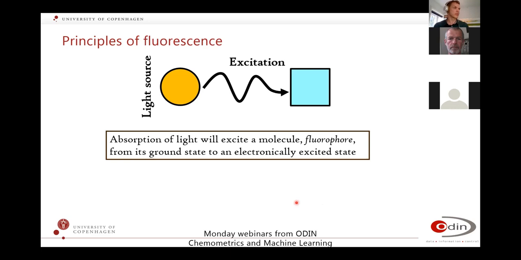So if you go a bit back here, absorption will happen for many different molecules, but only the fluorophores are the ones that we will be able to spot by fluorescence.